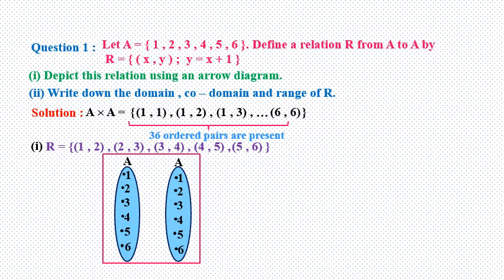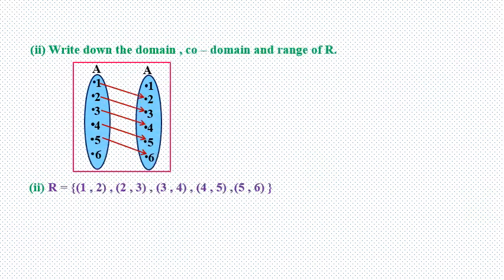Next, write down its domain. They are saying to depict this relation using an arrow diagram. They are interested in the arrow diagram. Let us connect 1 with 2, 2 with 3, 3 with 4, 4 with 5, 5 with 6. Yes, done.